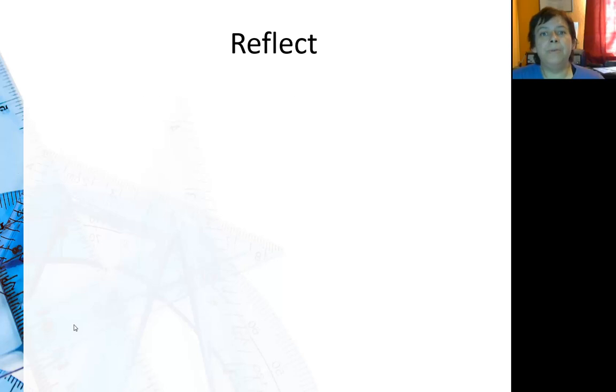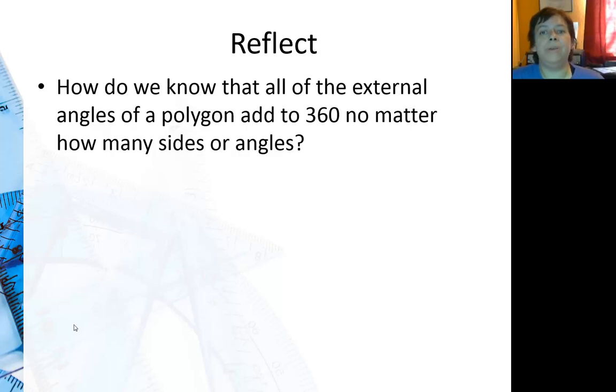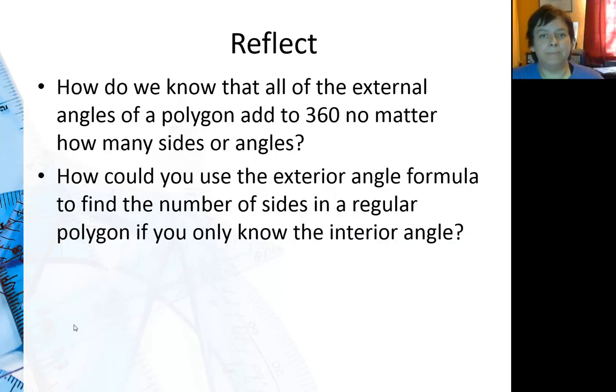So for further reflection, how do we know that all the exterior angles of a polygon add to 360 no matter how many sides or angles? Well, we basically use the polygon angle sum theorem and the fact that the interior angle and the exterior angle have to add up to 180 degrees. When you work through the math, all the exterior angles have to add up to 360 degrees.